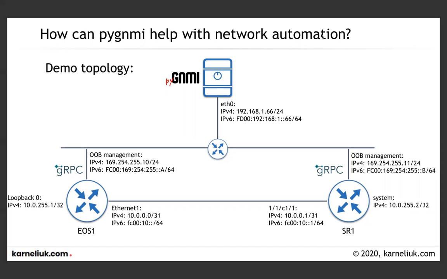Just to remind you of the topology, we have the gNMI server, which has pygnmi installed. It has both IPv4 and IPv6 addresses, and we have two devices in our lab, an Arista EOS switch and a Nokia SR OS router, which have IPv4 and IPv6 management addresses. As you might remember, pygnmi works over IPv4 and IPv6. So let's get started with our lab today. We will show you how to create tasks which rely on pygnmi and how their parallelization works.